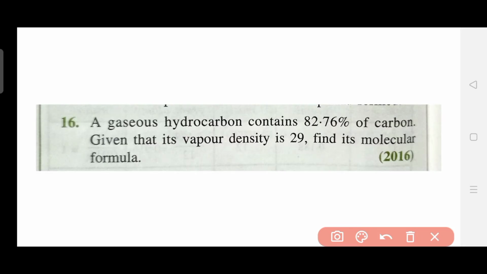Now let us see an ICSE 2016 question from this chapter. This question was a bit tricky, and this is our question number 4. Let me read the question. A gaseous hydrocarbon contains 82.76% of carbon. Given that its vapor density is 29, find its molecular formula.